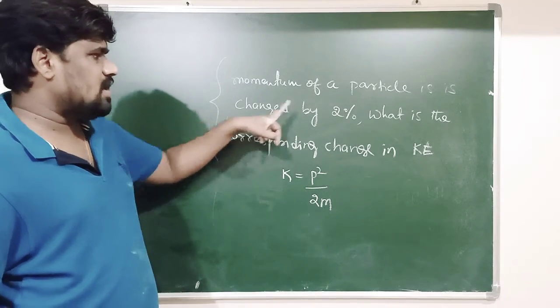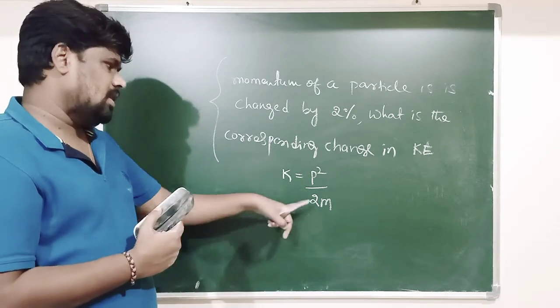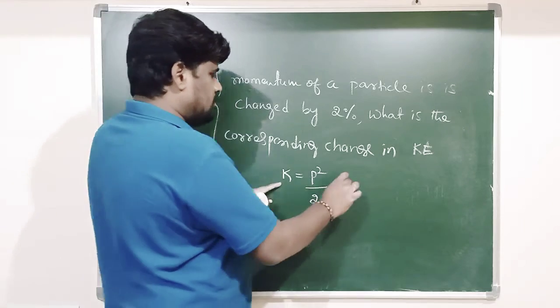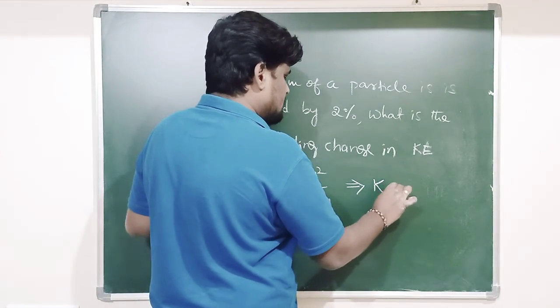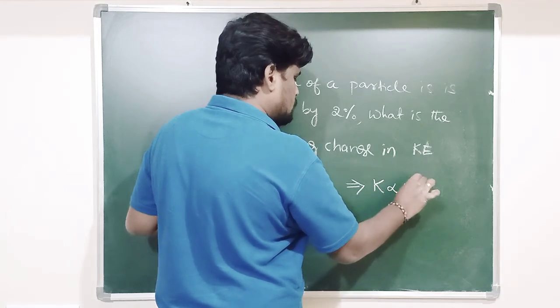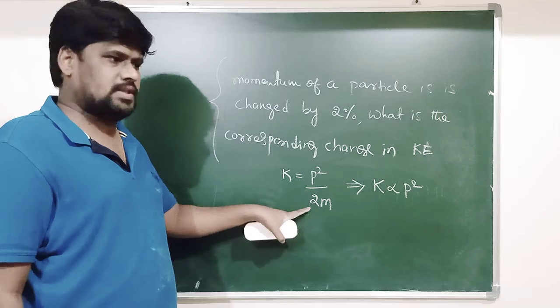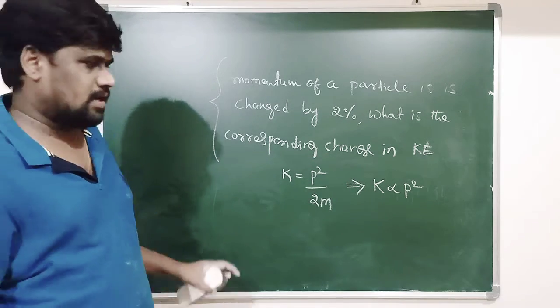Focus here. What is changing is only the momentum; the mass of the particle remains constant. This implies kinetic energy is directly proportional to the square of the momentum. Since mass is constant, kinetic energy is directly proportional to the square of the momentum.